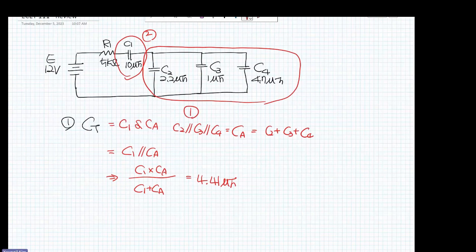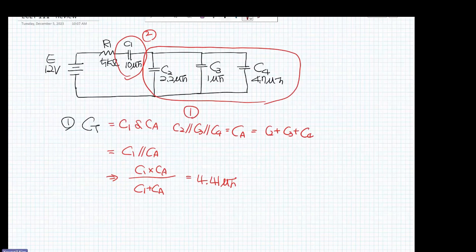So one more time. When you take an exam, if you write only 4.41 microfarad, usually in my style as the instructor, that is a wrong answer. You show me the equation like this one, I will give you the full credit. If it's only the answer, nothing, I cannot help it. You understand? Any question?